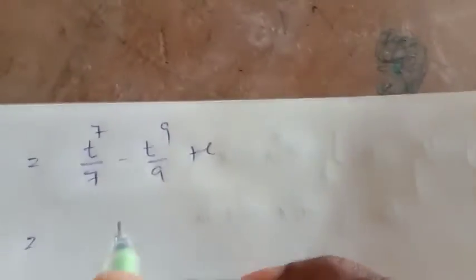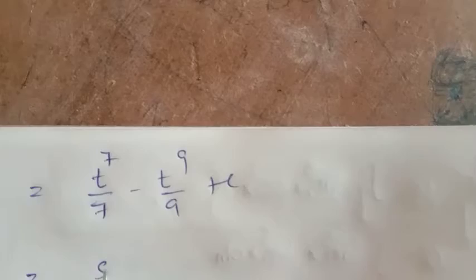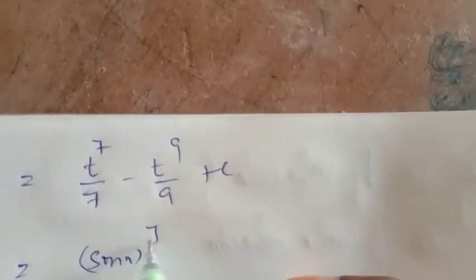Here substitute the t value, that is sin x. Here sin x power 7 by 7 minus sin x power 9 by 9 plus c is the answer of this problem.